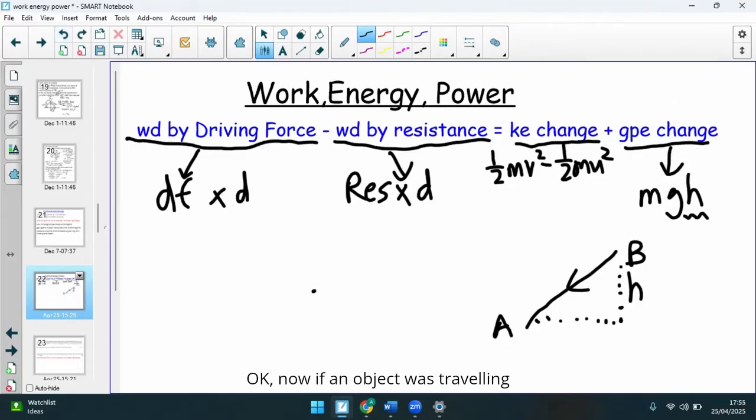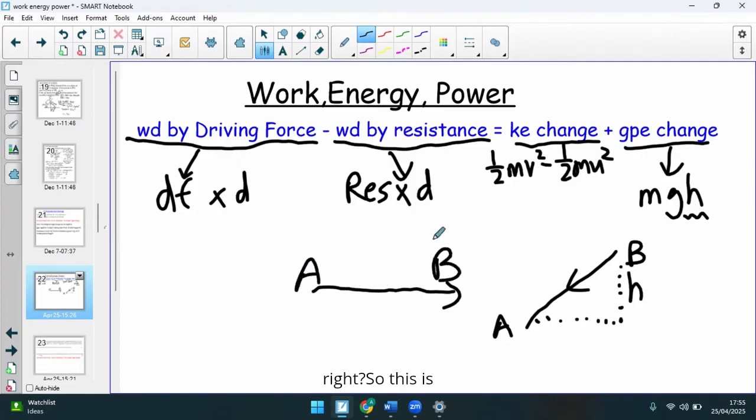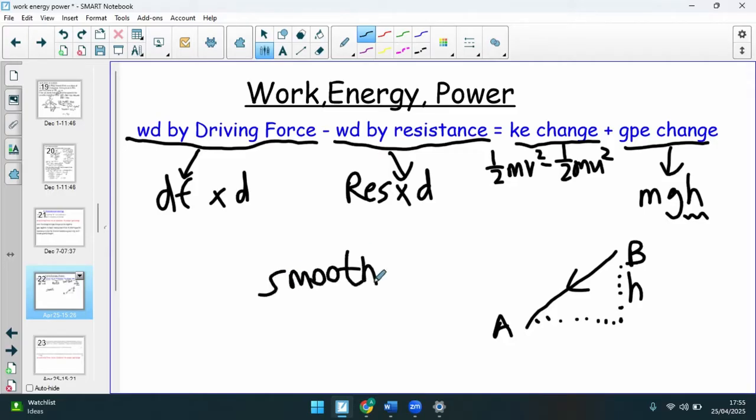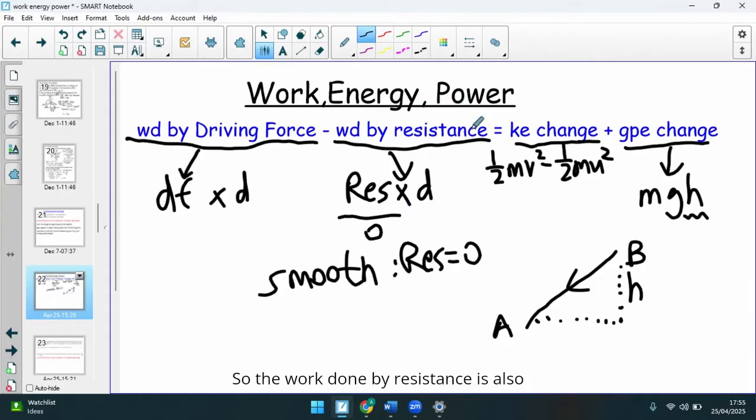Okay, now if an object was traveling horizontally, right? So this is D and H will be 0, right? Because there's no height. Okay. So you just have to consider D. Other things that will come up, if a surface is smooth, that means resistance is 0, right? So this will be 0. So the work done by resistance is also 0.